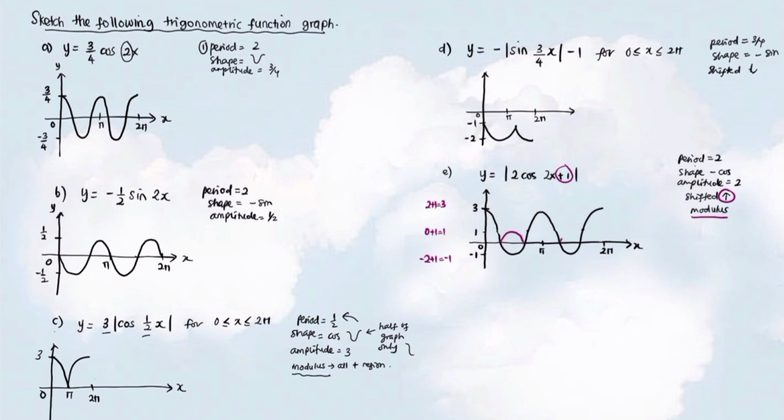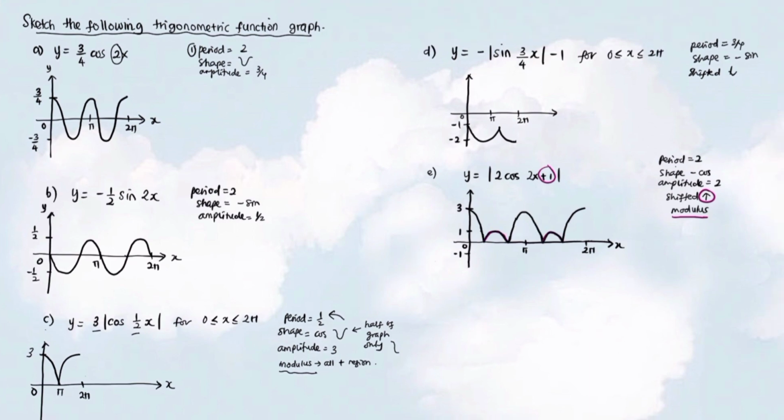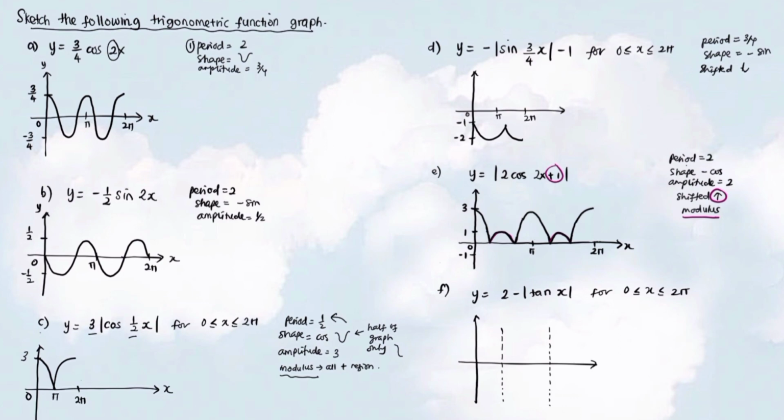Modulus here means that the graph in the negative zone will flip to the positive zone. Thus, all of the graph is in the positive area. So here is our graph. Okay, last question. Y equals 2 minus modulus tangent x. So period is 1. Shape is negative modulus tangent x. Shifted upwards. So here is our graph.